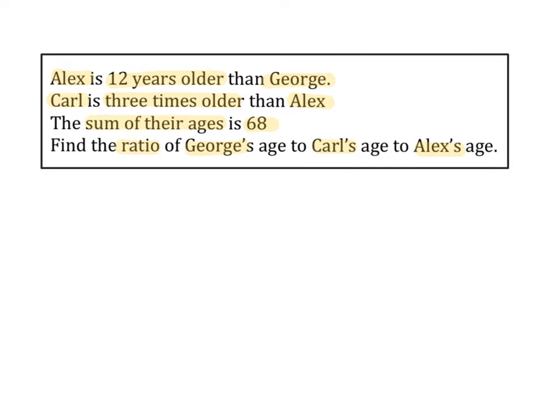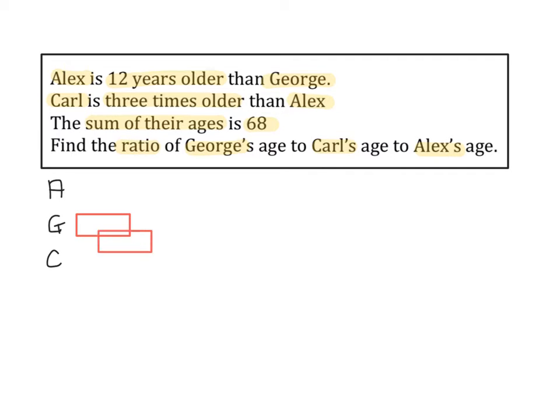So we've got 3 people, so let's write those 3 initials out first. Sorry, I'm going to put George first and then Carl. So Alex is 12 years older than George. We don't know what George is, so I'm going to represent George with this red box here. Now I know that Alex is 12 years older, so he's going to be that red box.